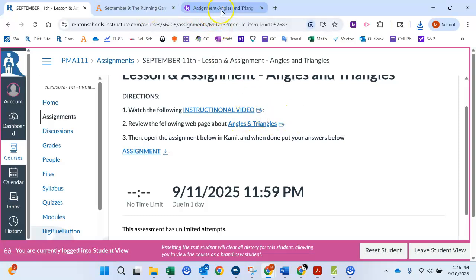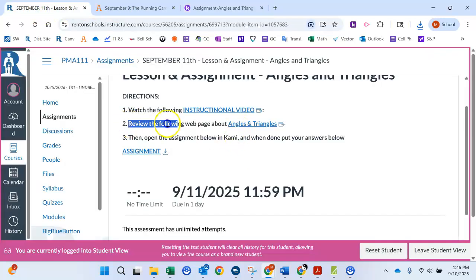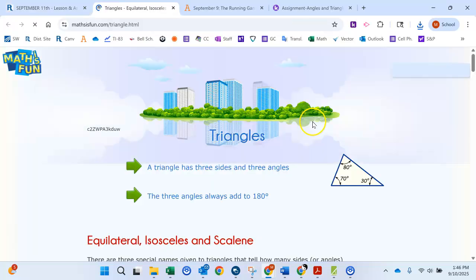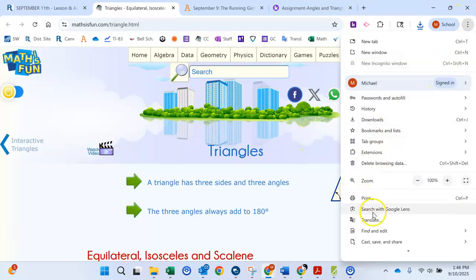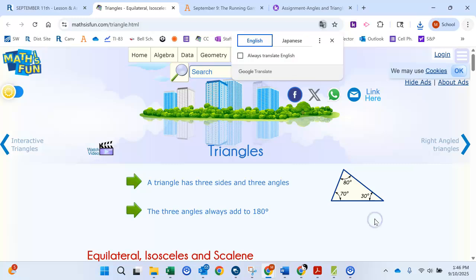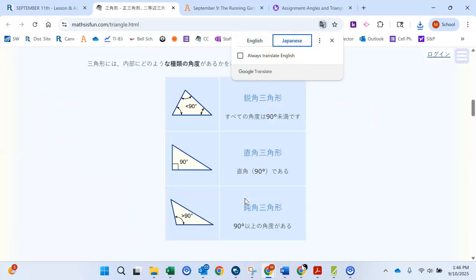Okay, so basically that's the assignment that you need, but the lesson, the instruction, is going to be right here. That's how we're going to learn, okay? So go click on this, and you should see this website here, okay? So remember, you can translate. You can click on this, you can go to translate right there, and you can translate to a different language, okay? It's got the whole thing in translation, okay?